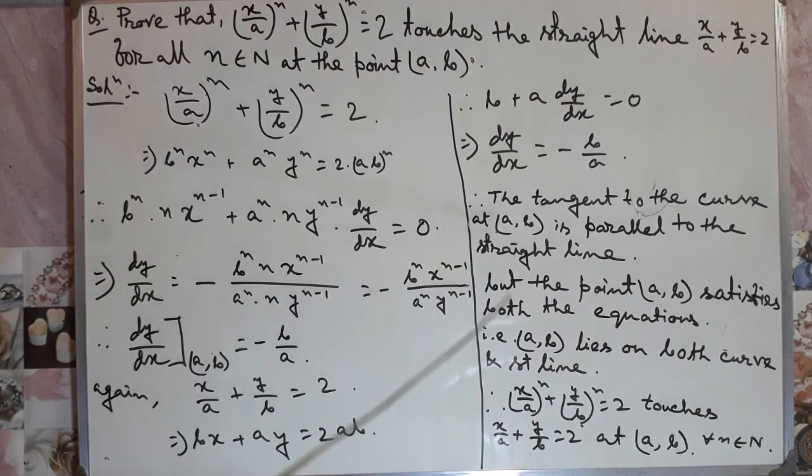Also, the tangent at the point (a, b) is parallel to the straight line. That means the straight line itself is the tangent of that curve at that particular point (a, b). That means the curve touches the straight line at (a, b), and there is no barrier for n. That is why for all n belonging to N, that is for all natural values of n, it is satisfied, that is the curve touches the straight line.